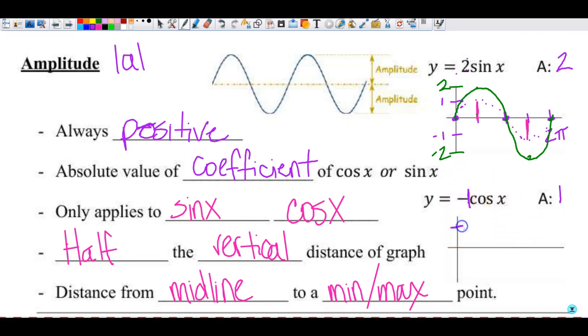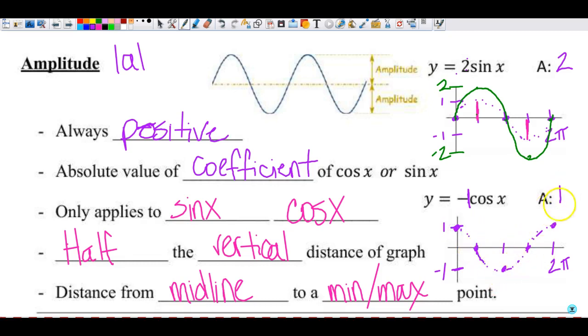So to look at my parent function, let me get that in there. We're going from 0 to 2 pi. We'll get those key points in there. So for cosine, I'm starting here at 1. Right? It goes through 0. This would be at -1, 0, and back up here at 1. So to just make a dotted version of my parent function, which sounds a whole lot easier than it is, there's my parent function.